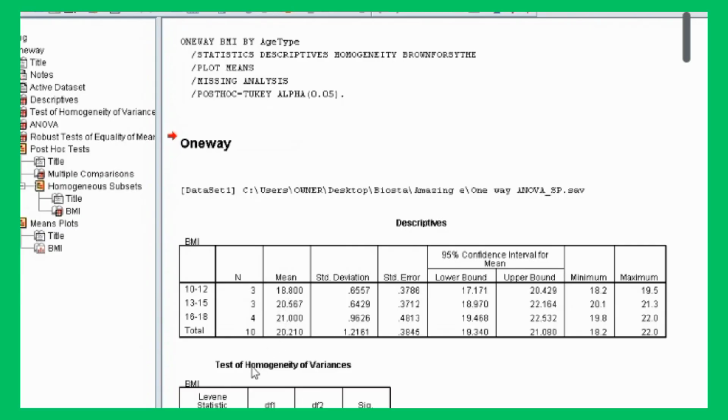So when you come to this one, the test of homogeneity of variance, we look at the significance. We see that it's not significant. So in terms of homogeneity, there is no difference. So we are okay.